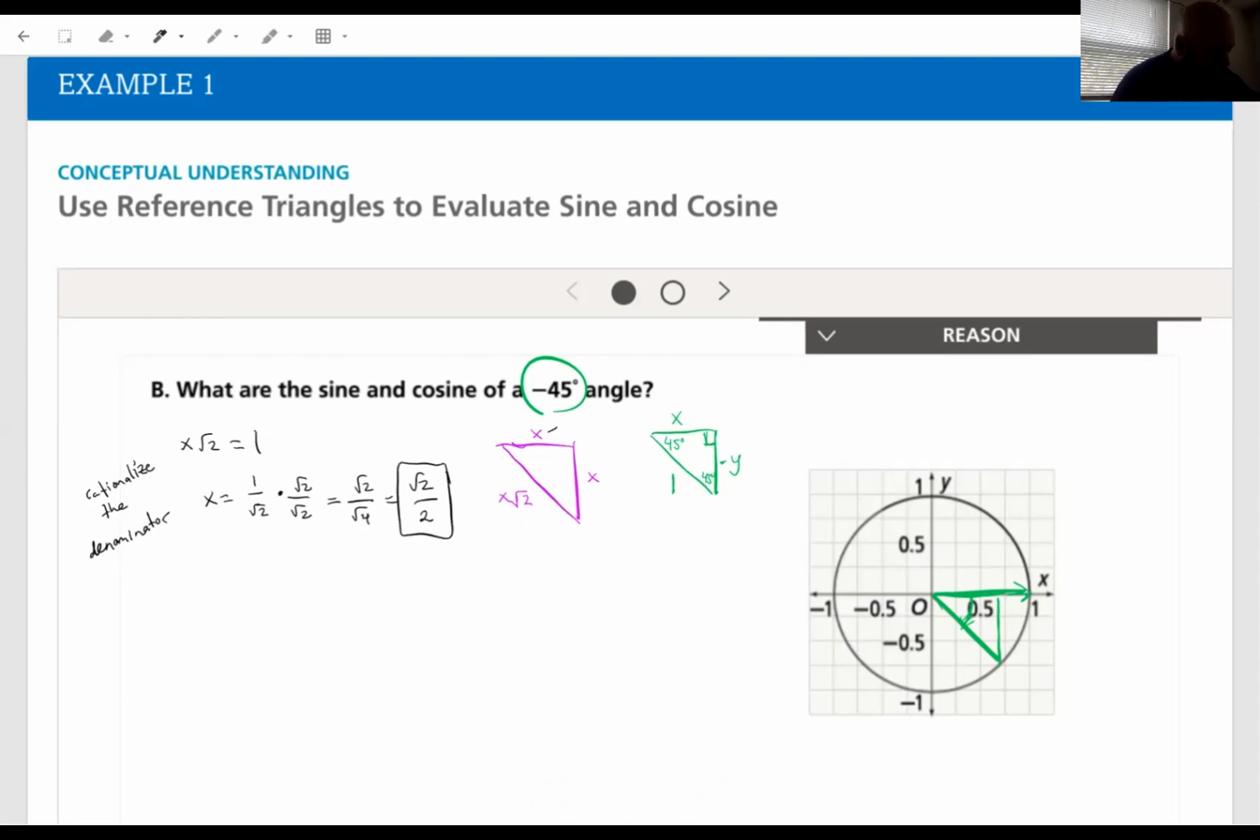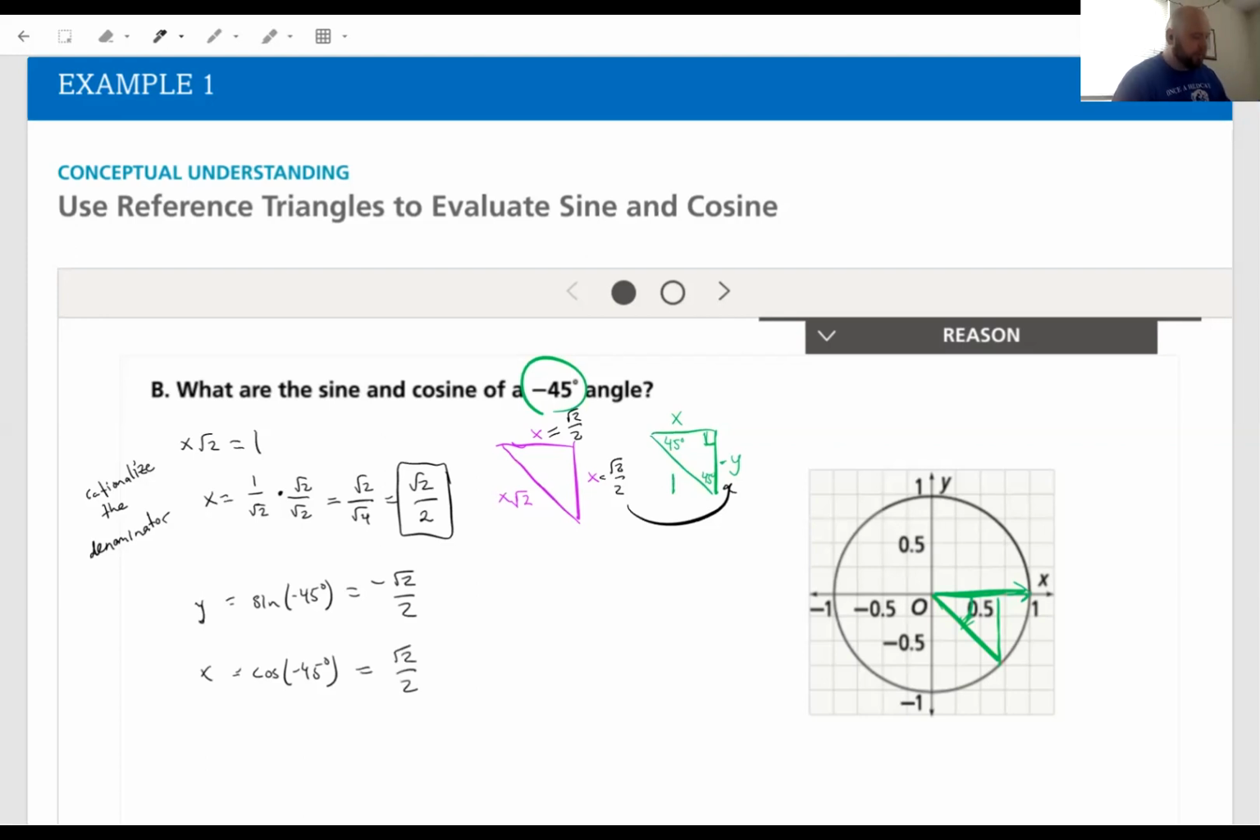So this side up here is equal to the square root of 2 over 2. And this side, the size of it is square root of 2 over 2. But again, remember, because it's the y value, it's going to be negative for our answer. So the sine of negative 45 degrees, remember that's going to be our y value. That's negative root 2 over 2. And the cosine of negative 45 degrees is equal to our x value, which is root 2 over 2. And that's our answers for part B of example 1.